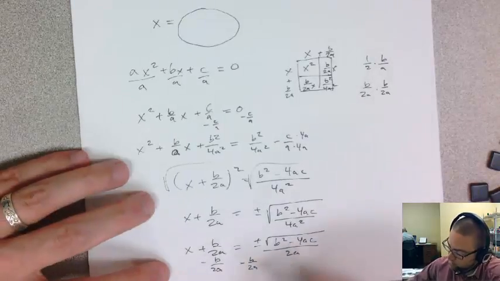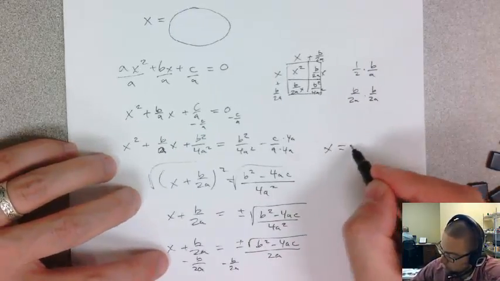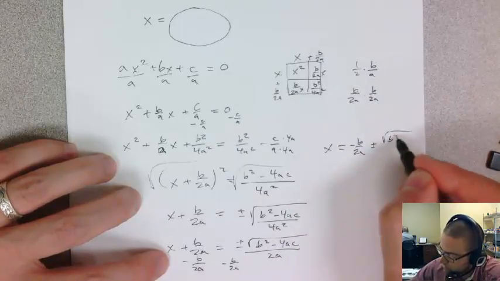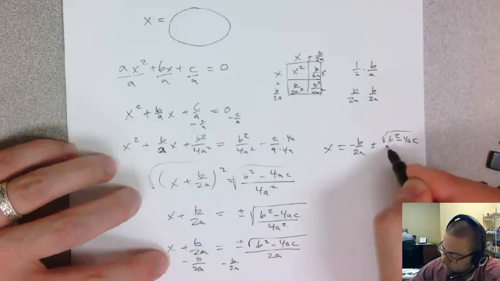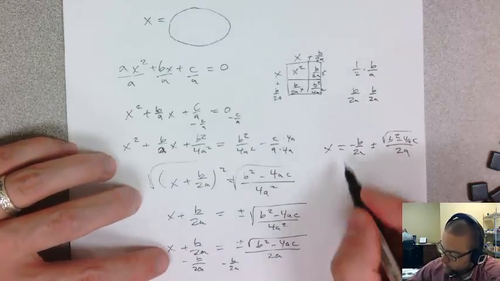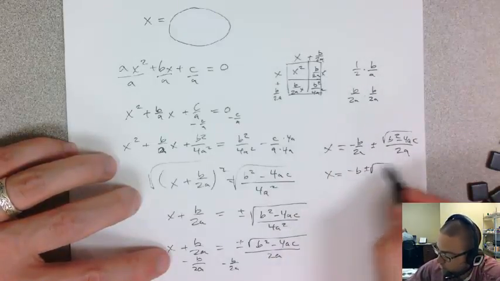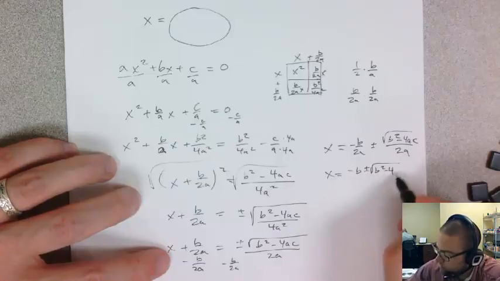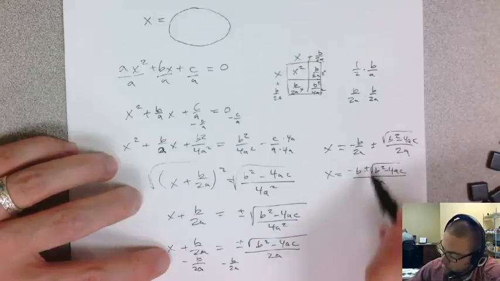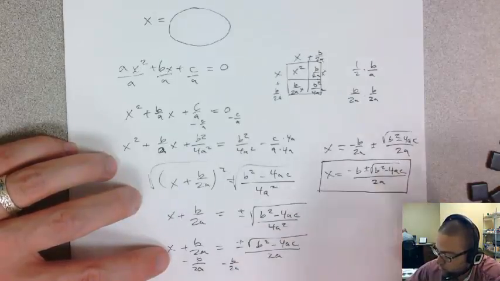So I end up with this final formula: x is equal to negative b over 2a plus or minus the square root of b squared minus 4ac over 2a. And I even have a common denominator here, so sometimes you see it in this form: negative b plus or minus the square root of b squared minus 4ac all over 2a. You might see it in either of these forms. This is the traditional way that you see the quadratic formula.